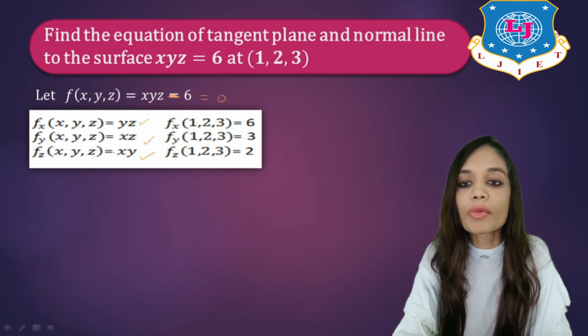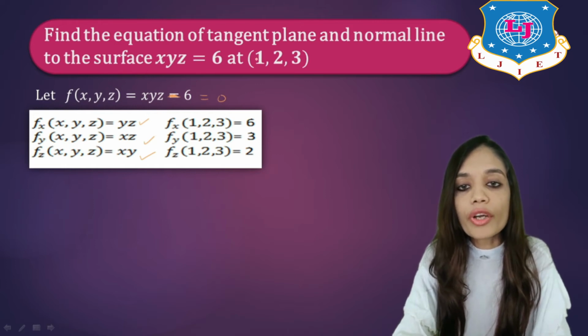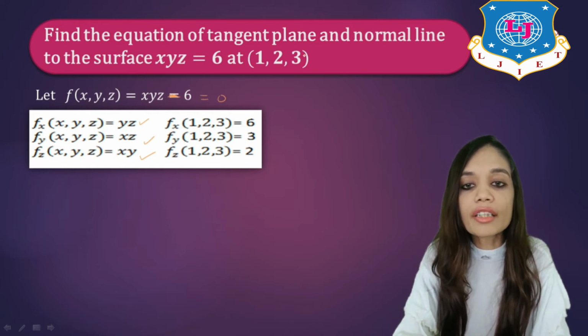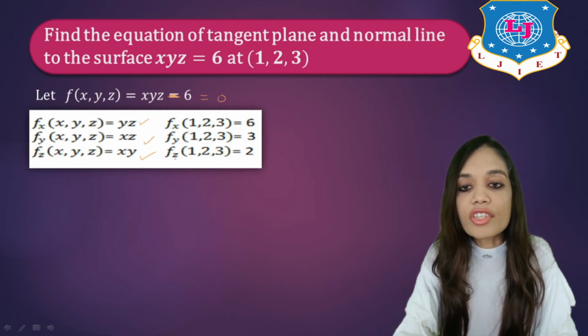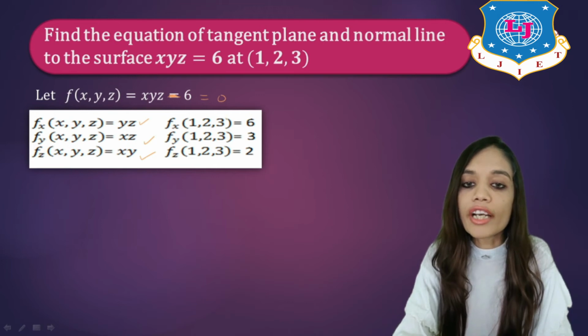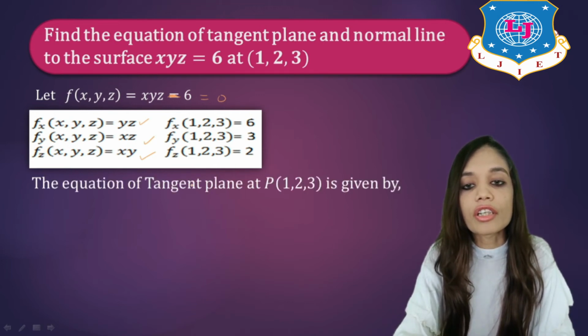We have to apply the similar procedure of keeping y and z constant. Here we will keep x and z constant, and here x and y as constant. Now put your point as (1, 2, 3). So fx at (1, 2, 3) will be equal to 6. Fy at (1, 2, 3) will be equal to 3 and fz at point (1, 2, 3) will be equal to 2. Now let us use these values and find the equation of tangent plane.